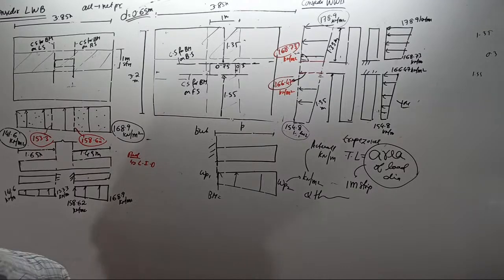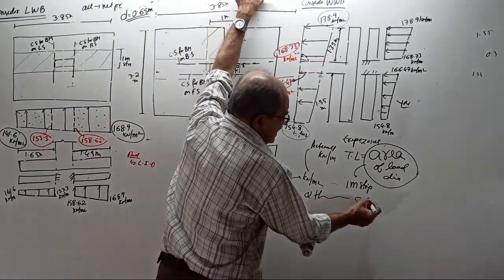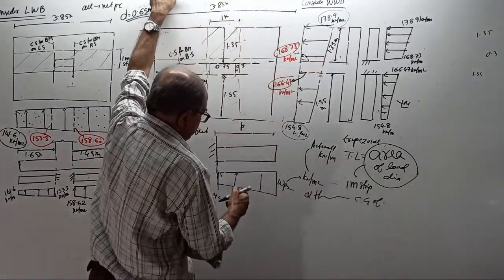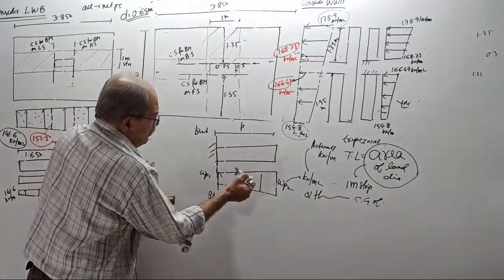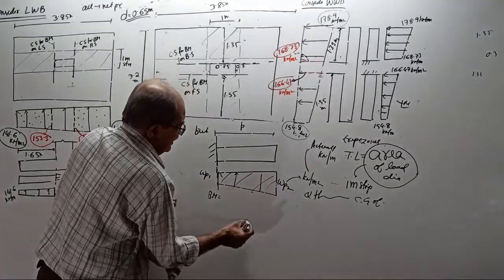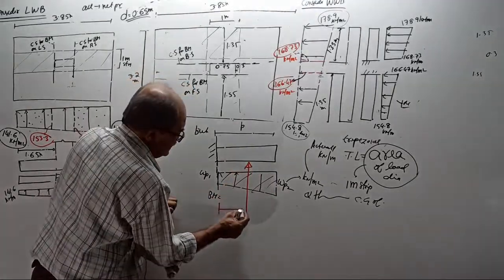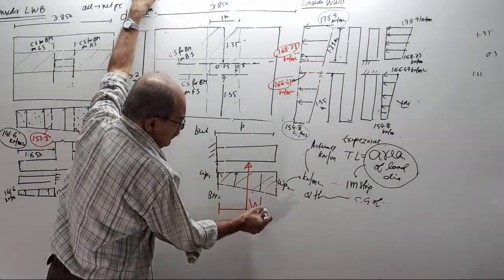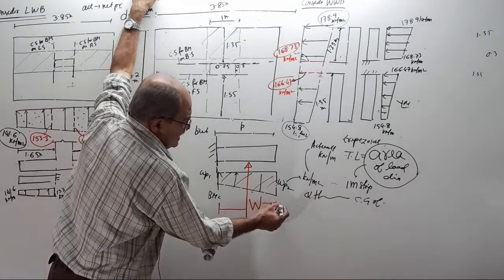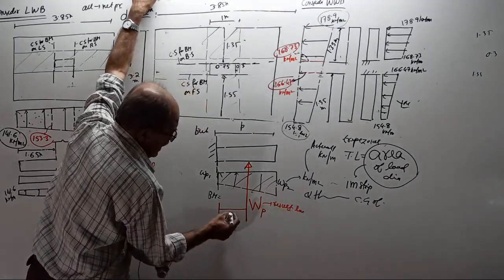It passes through the CG of the load diagram. Therefore, if this is the load diagram, if you consider the entire pressure, this is the load, this is the distance. I will call this capital WP, meaning resultant load. This I will call X bar.